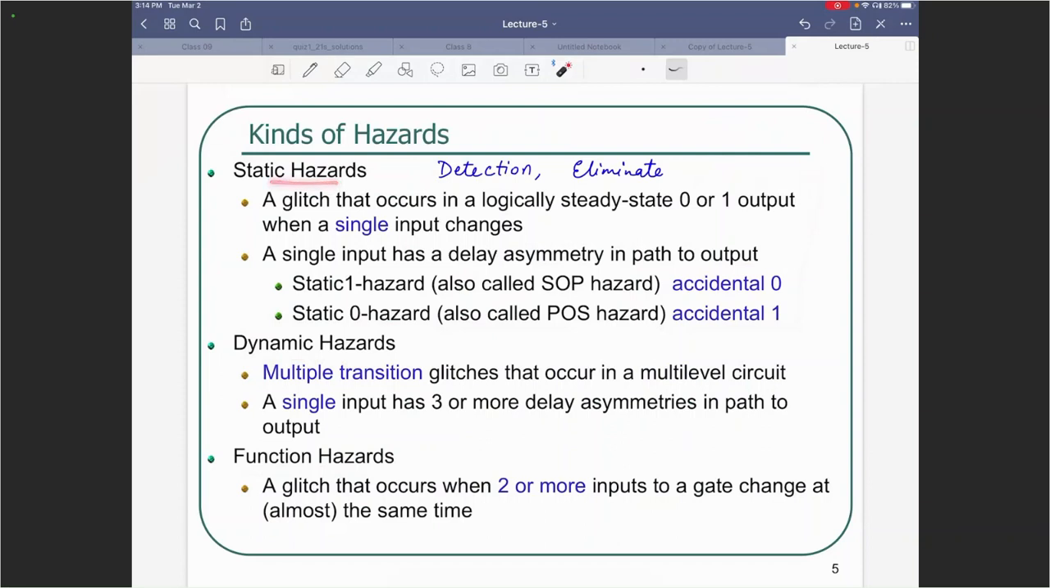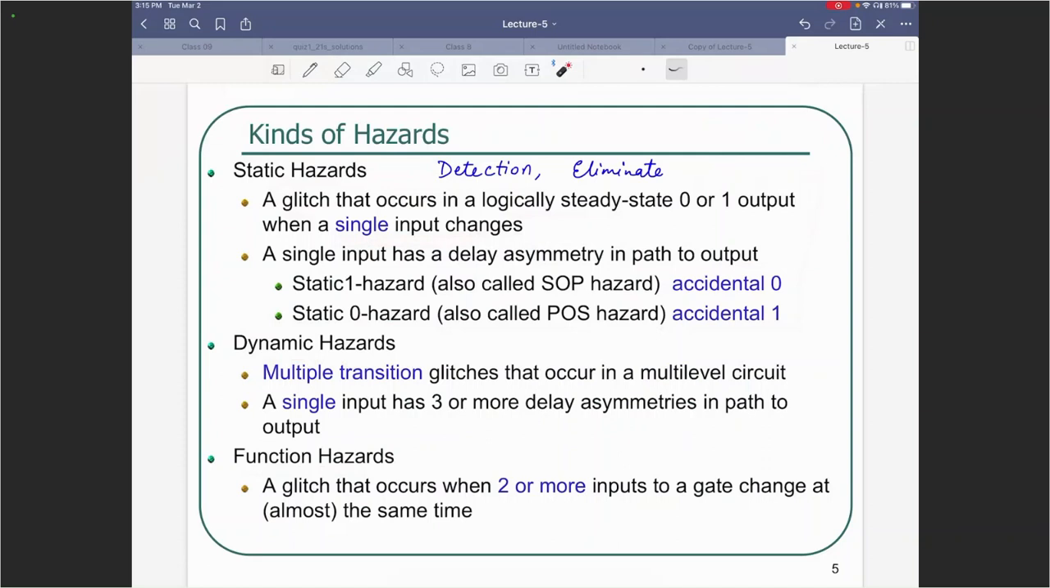Static hazards, how are they different from the other hazards? Over here, we are only going to look at a single input changing, like X, where we only changed X earlier. We are not going to try to see whether we get glitches by changing multiple inputs. We are just going to worry about one input changing. So it is a glitch that occurs in a logically steady state of 0 or 1 output when a single input changes.